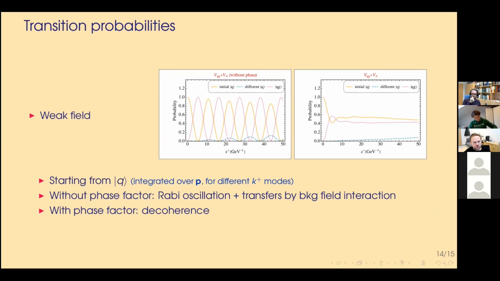Do you have color here also? Is there a color state? There's a color, yes. So we keep track of the full color. I mean, there are plots in the paper. I didn't put them here because it's a little bit hard to see.